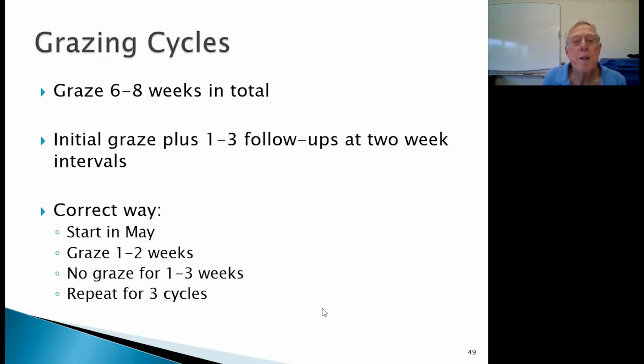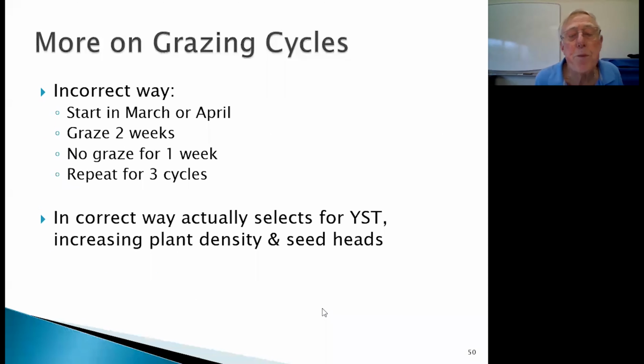The way you're going to do that is graze 6 to 8 weeks in total, an initial graze followed by 1 to 3 follow-up grazings at 2-week intervals. So the correct way, once again, is to start in May, graze 1 to 2 weeks, no graze for 1 to 3 weeks, depending on how fast the plant is regenerating, and then repeat that cycle. That is the correct way to do it. The incorrect way, as I've said, is to start in March. You may graze a couple of weeks, no graze for a week, repeat the cycle 3 times. And what you're doing here is selecting for star thistle. You're actually increasing the plant density and the seed heads, unless you do something else to follow up on the grazing.